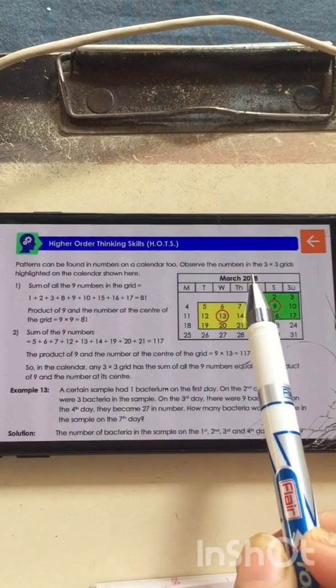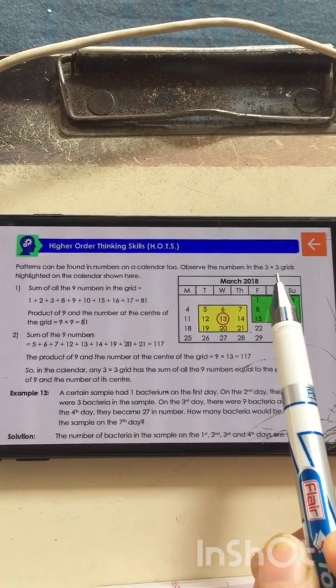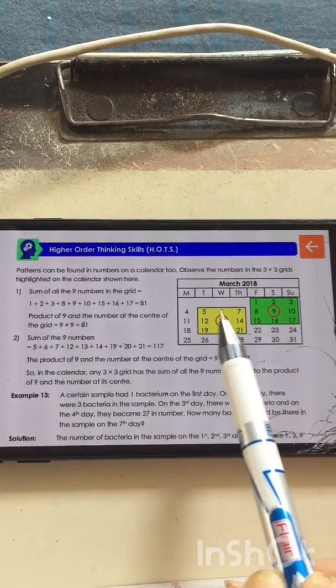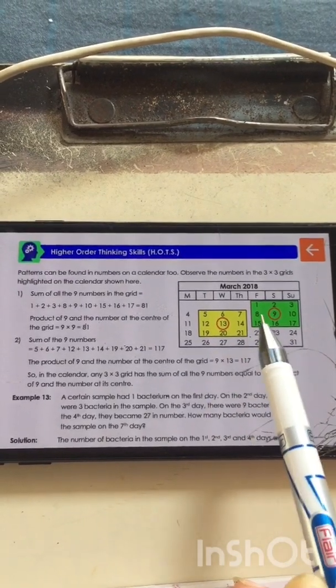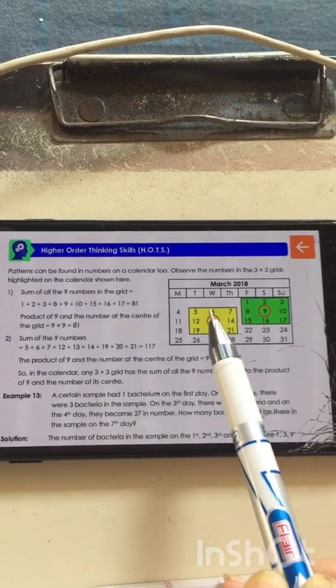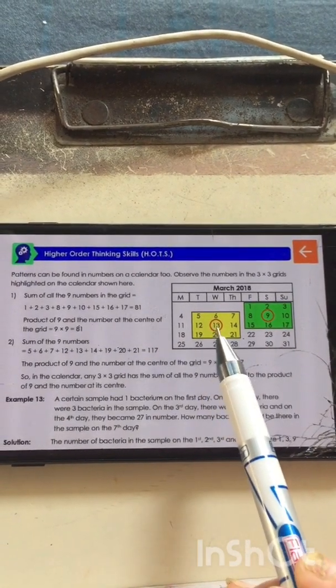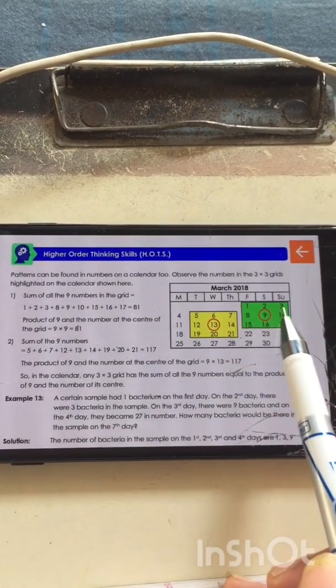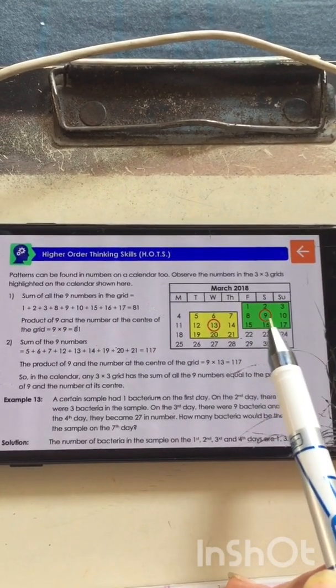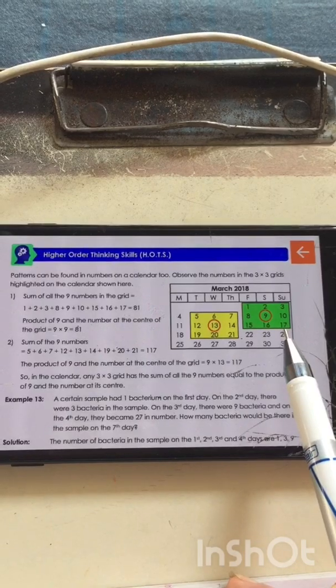Observe the numbers in the 3 by 3 grids highlighted in the calendar shown here. Here, if you see, they have highlighted the calendar and they have a grid of 3 by 3. 3 by 3 means 3 columns and 3 rows. In this grid: 1, 2, 3, 8, 9, 10, 15, 16 and 17.